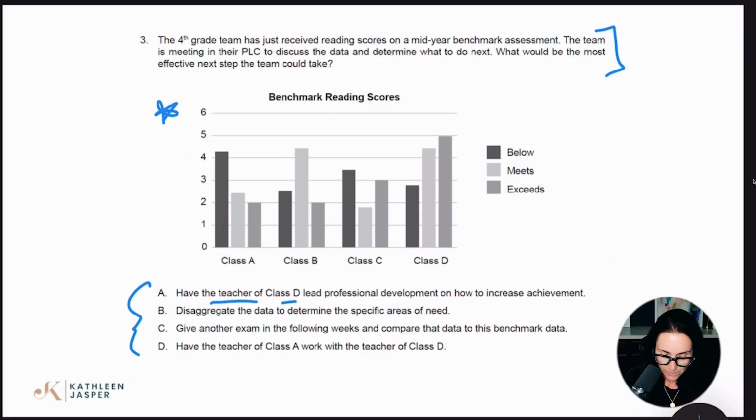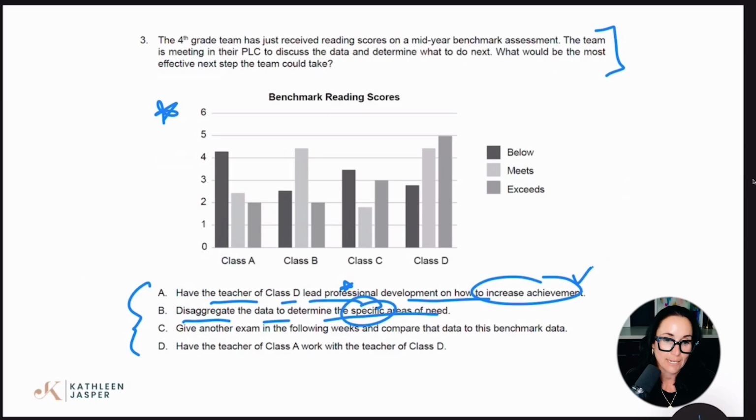A, have the teacher of Class D lead professional development on how to increase achievement. Well, I like professional development and I like student achievement. I'm going to leave A. B, disaggregate the data to determine the specific areas of need. B has got a lot of good words in it. Disaggregate the data, that's all over the test specifications. And if I'm thinking like a test maker, I know that disaggregate data is a good word and I should probably make this my answer. Then we have specific areas of need.